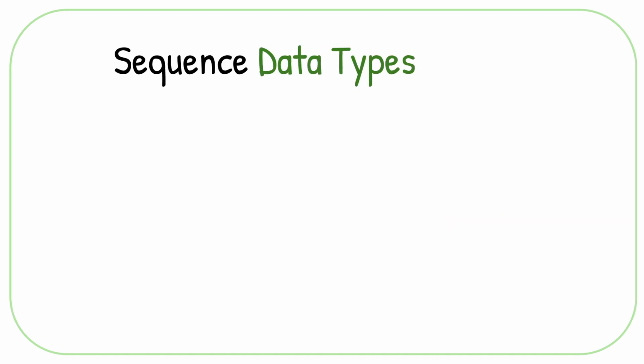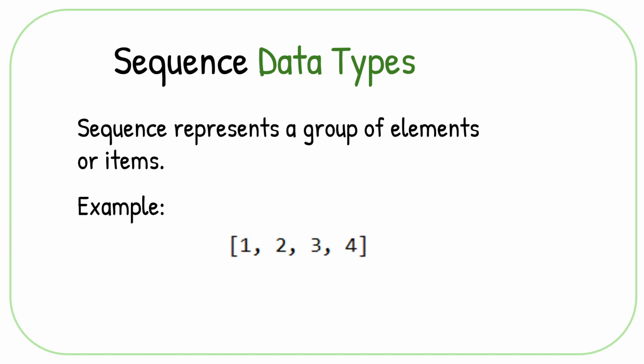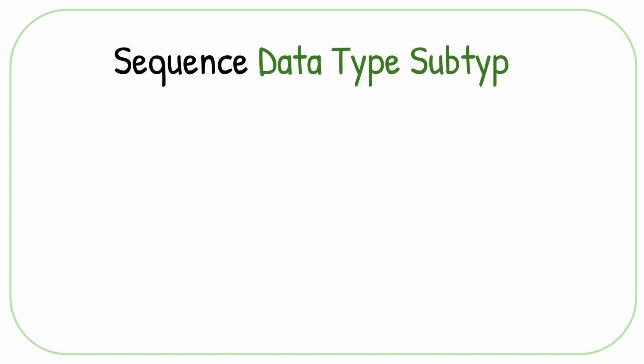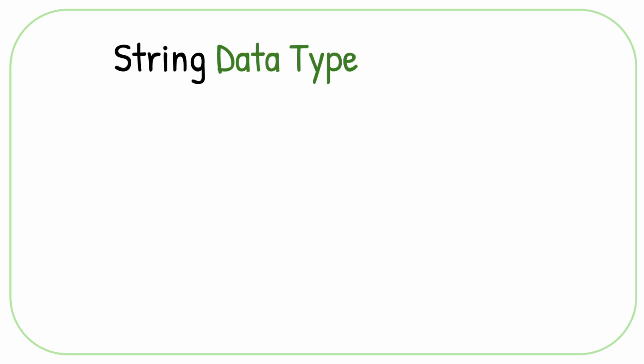The second one in built-in data types is sequence data type. Here a sequence represents a group of elements or items. For example, a group of integer numbers will form a sequence. There are four types of sequence data types in Python: string, list, tuple, and range. In Python, str represents string data type. A string is represented by a group of characters. Strings are enclosed in single quotes or double quotes.